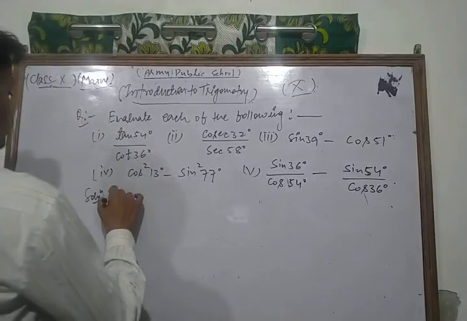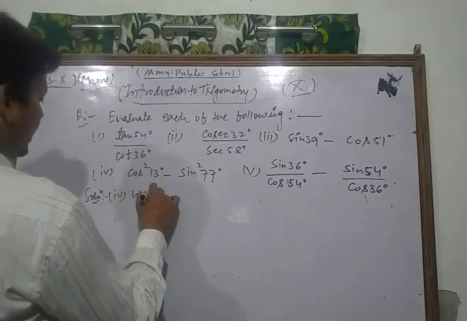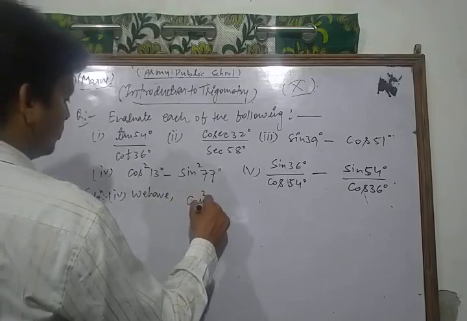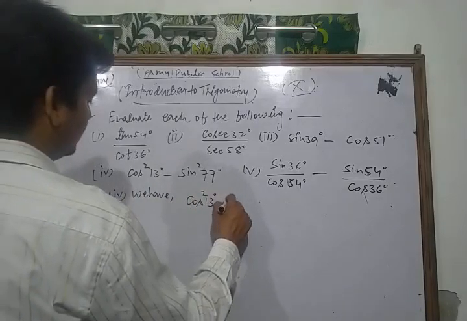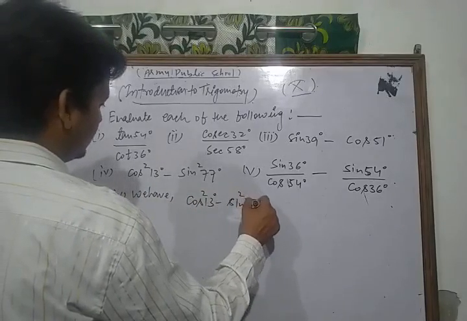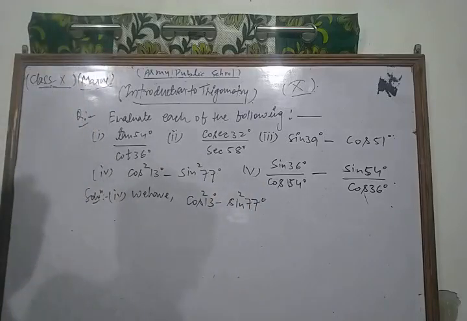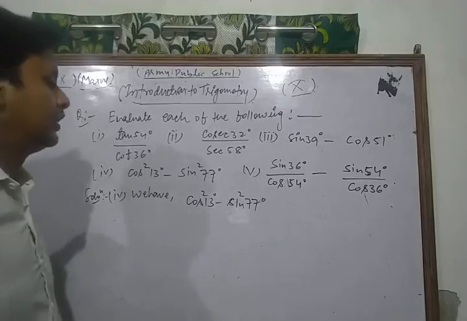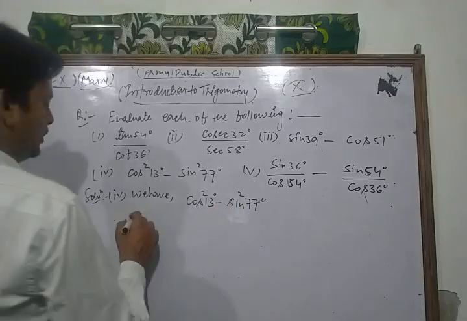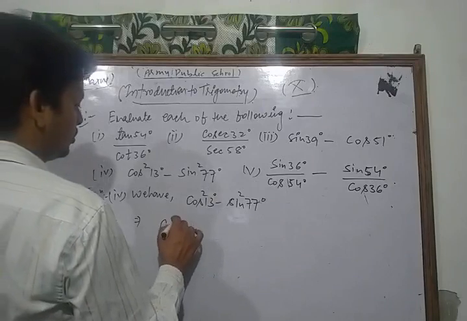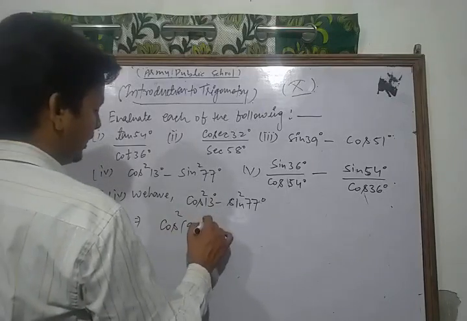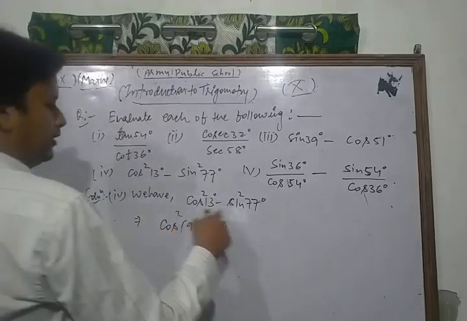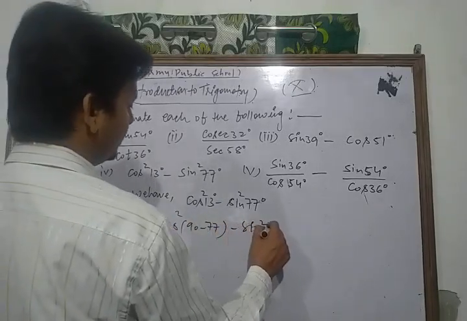So we take and solve the fourth part of this question, which is cos square 13 degree minus sin square 77 degree. This is also the complementary angle. Let's see, 13 and 77, both are complementary to each other. Now we can convert one of them. So we can write cos square (90 minus 77). If we subtract 77 from 90, we get 13. And minus sin square 77 degree, right as it is.